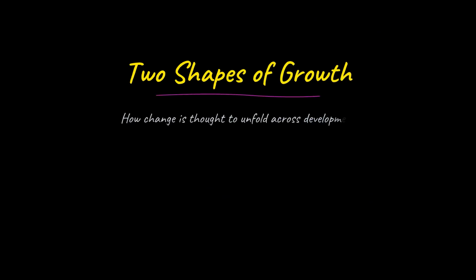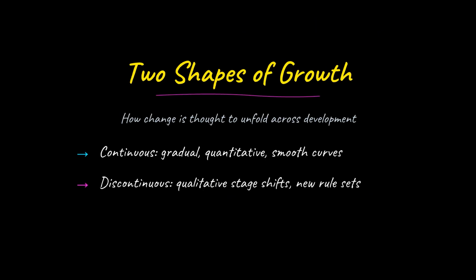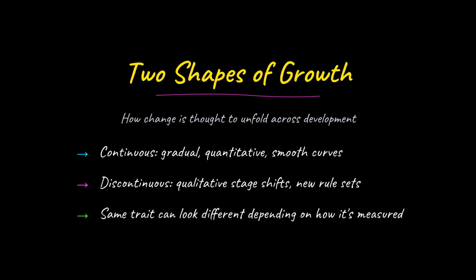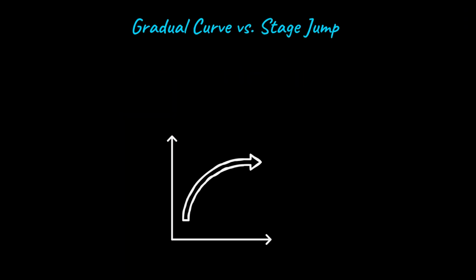Continuous development means the same underlying processes steadily accumulate strength and knowledge over time. Discontinuous development means the child operates by genuinely different rules at different ages, not just more of the same, but something structurally new. Vocabulary growth is the classic continuous example. Children add roughly 9 words a day between ages 2 and 6, producing a smooth upward curve. Object permanence is the classic discontinuous example.